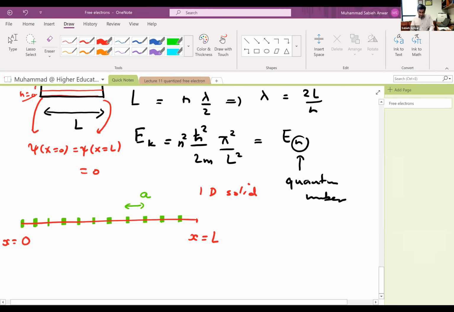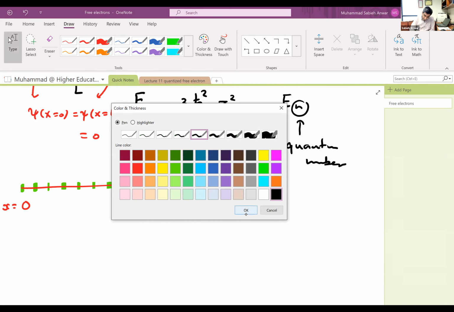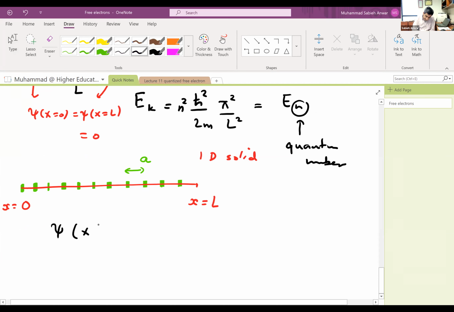So now if I have a situation of this kind, I can impose certain boundary conditions. I could impose that the value of the wave function at some x is the same as the wave function at x plus L, which means that at the boundaries of this solid, the wave function is the same. This kind of boundary condition is called a periodic boundary condition.